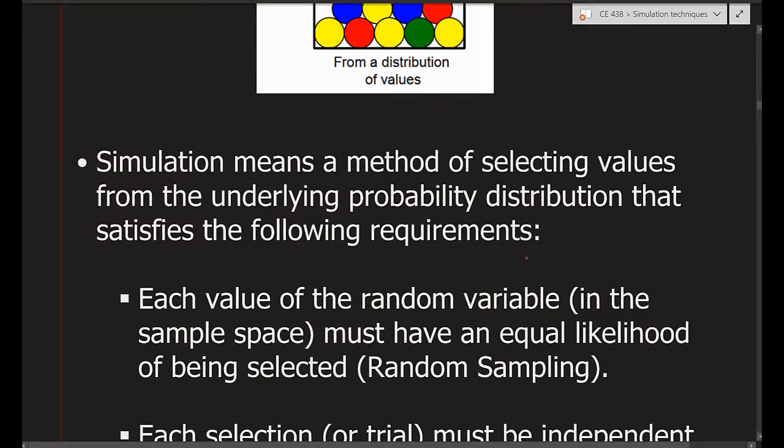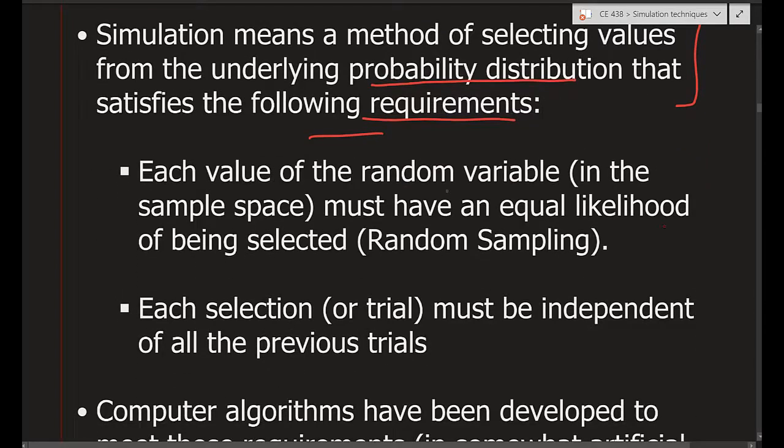So basically, simulation means a method of selecting values from an underlying probability distribution that satisfy the following requirements. As we were saying, simulation means we have to choose a random number from a given probability distribution, and this has to satisfy two requirements. And what requirements do we have? Each value of the random variable in the sample space must have equal likelihood of being selected. That's why this is random sampling.